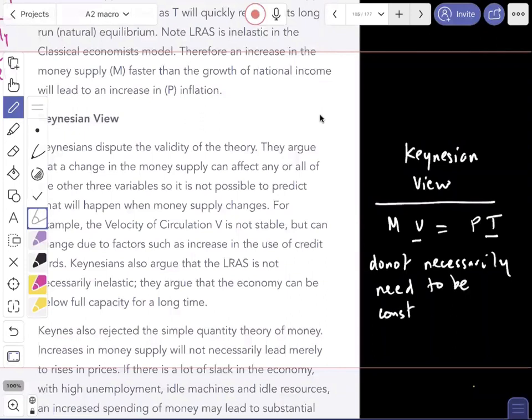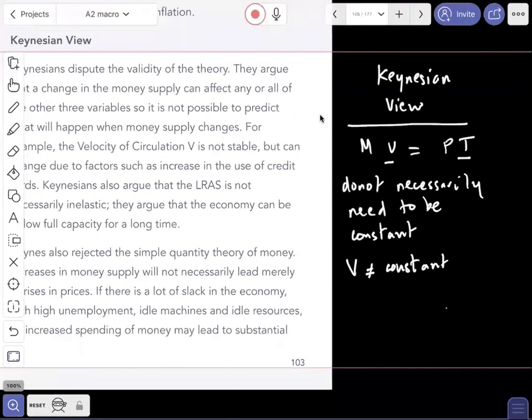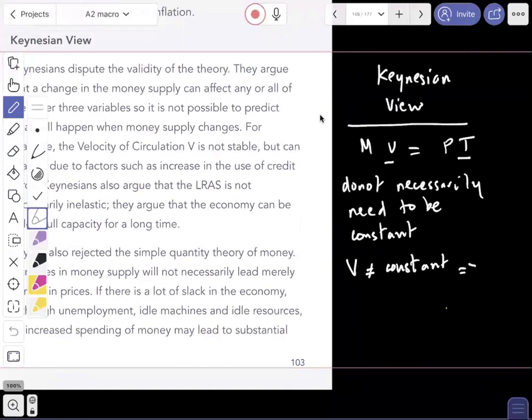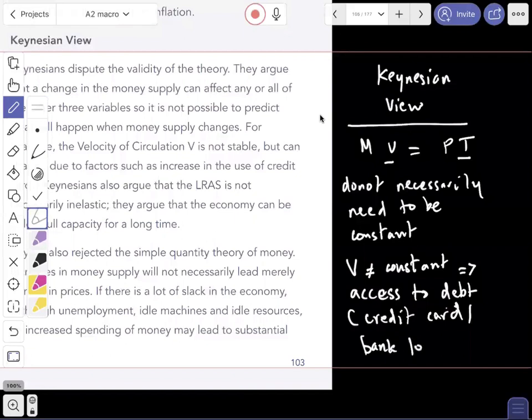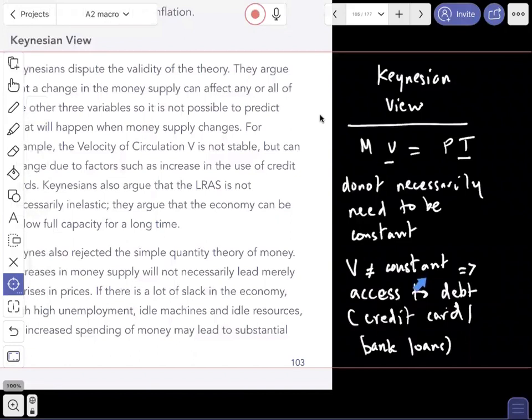And the first thing they said was this, that V is not constant. If V is your spending pattern, sometimes you might have access to debt, like a credit card or a bank loan. If you have bank loans or credit cards or any easy access to money, you may end up having a spending pattern different from what you have in a regular situation.